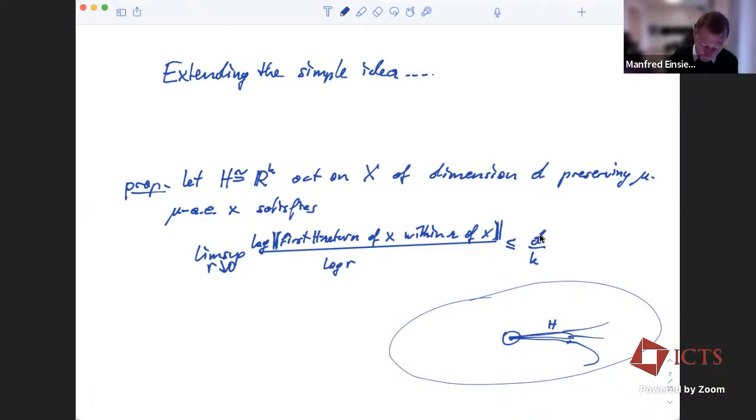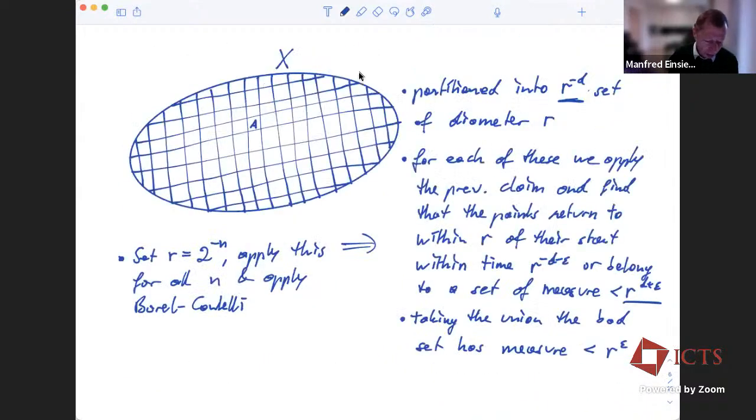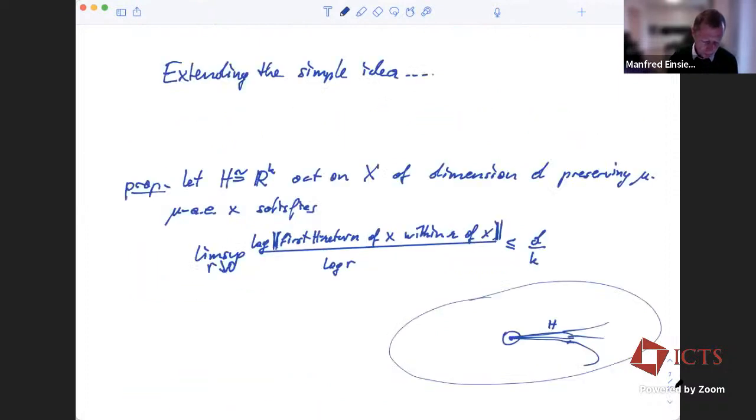And this helps you to improve the statement here: when your acting group is k-dimensional and the space is d-dimensional, then the speed of recurrence will be d divided by k. K is helping you and d is hurting you. The bigger d is, the more balls you need to cover, and the harder it is to come back quickly. But the bigger your acting group is, the easier it should be for you to return quickly. So I'm not doing the proof of this, but it's a continuous analog of what I explained in the lemma above. Okay, so how are we going to use this?